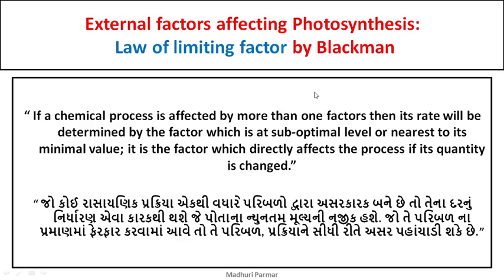It is the factor which directly affects the process if its quantity is changed. If you suddenly provide the wedding with a Pandit, then the wedding will proceed ahead, right? So if you provide such a chemical reaction with the limiting factor, let us say carbon dioxide was lacking, and if you give carbon dioxide to this reaction, it will proceed ahead. So it is the factor which directly affects the process if its quantity is changed.